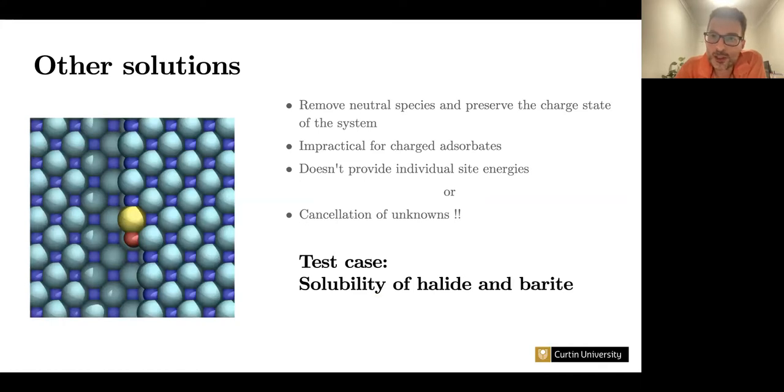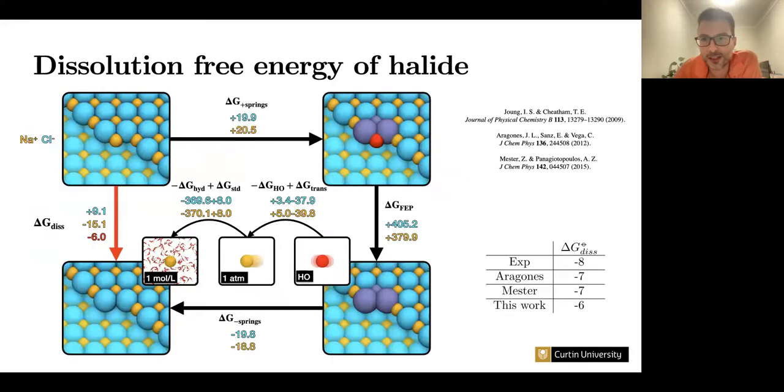So either removing neutral species and keeping the charge of the system constant, so we don't have to worry about this, or exploiting a cancellation of unknowns. So to take the difference between two numbers that both contain the same correction in the hope that it will actually be exactly the same and cancel out, so that we can still use our Ewald summation with a small system and be able to calculate the binding free energy of this molecule. So we've been testing this in the last few months, maybe 8 months, with sodium chloride, and we think now we have a thermodynamic cycle that allows us to calculate the binding free energy of molecules and reference them to the correct thermodynamic state.